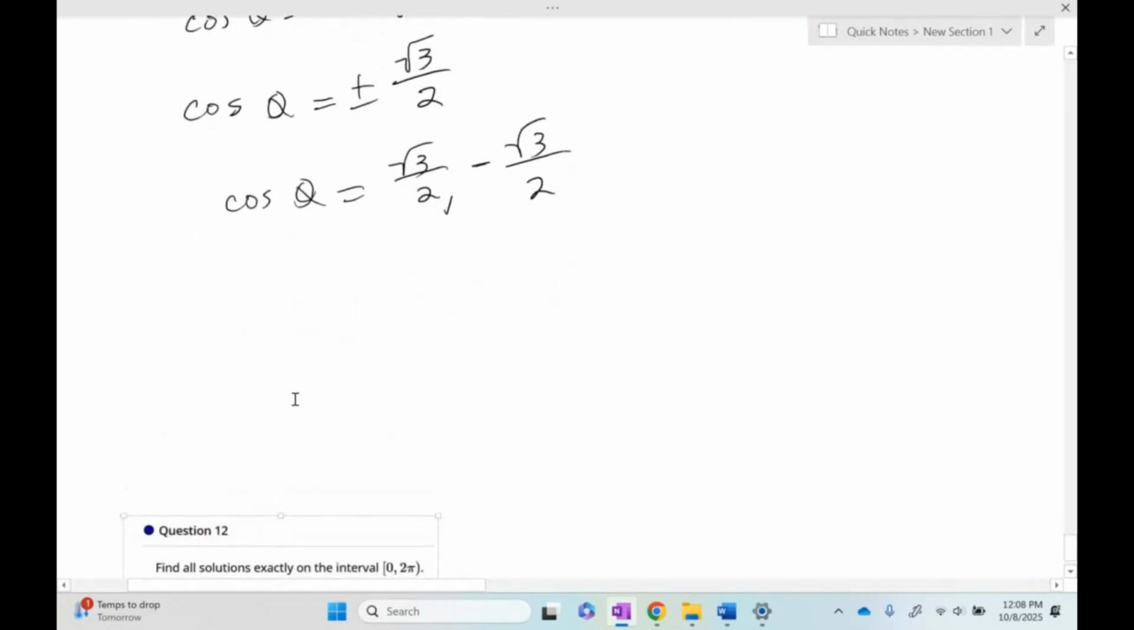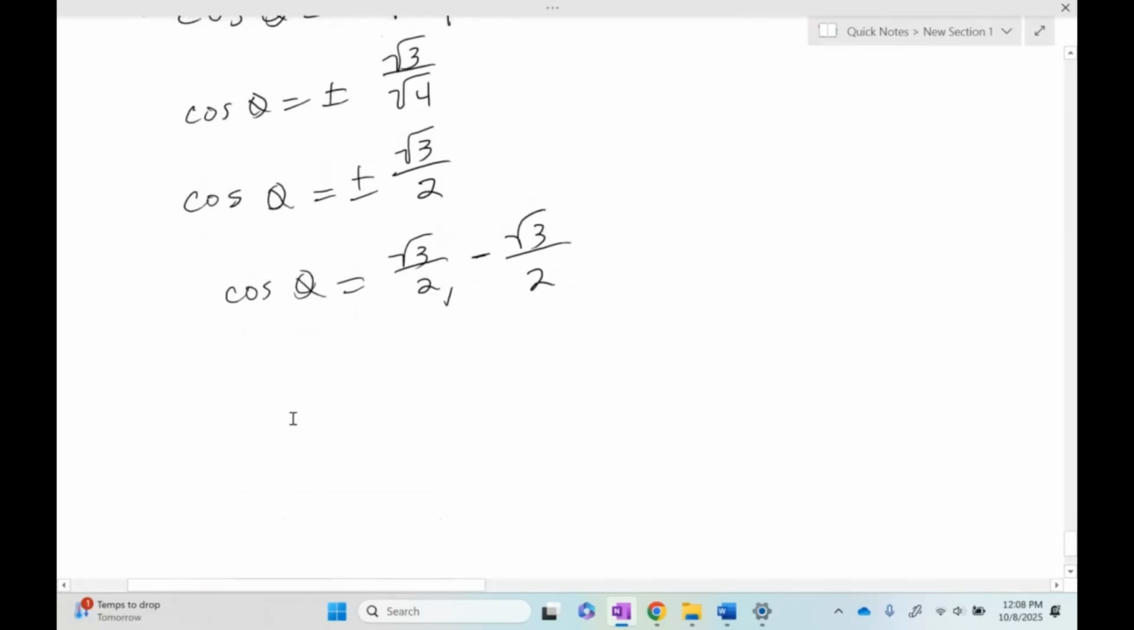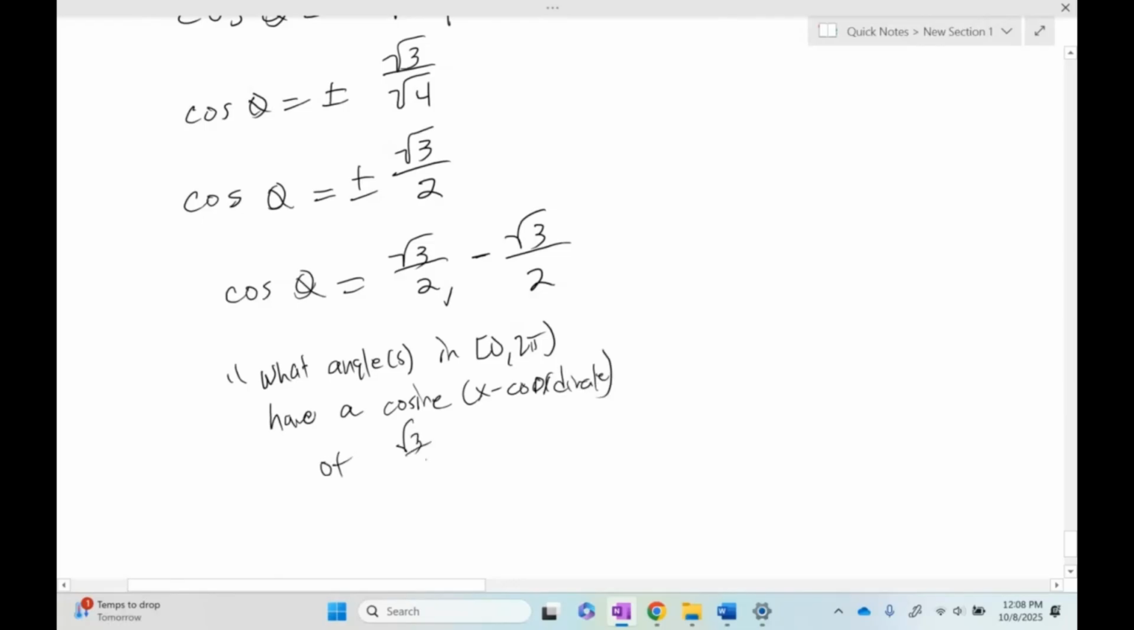Right, so we're going to interpret this as what angles in the interval of 0 to 2 pi have a cosine, which is the x coordinate, of positive square root of 3 over 2 and negative square root of 3 over 2. So I'm looking for both the positive and the negative.